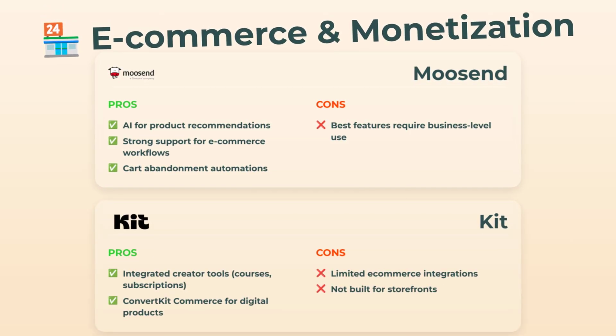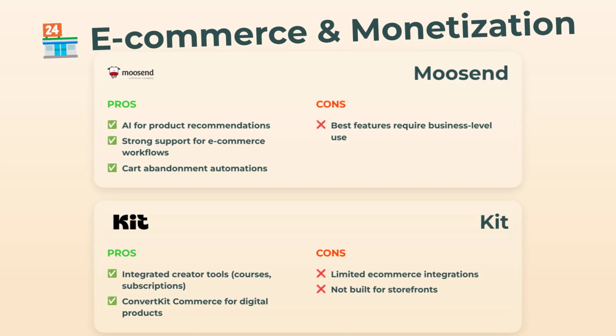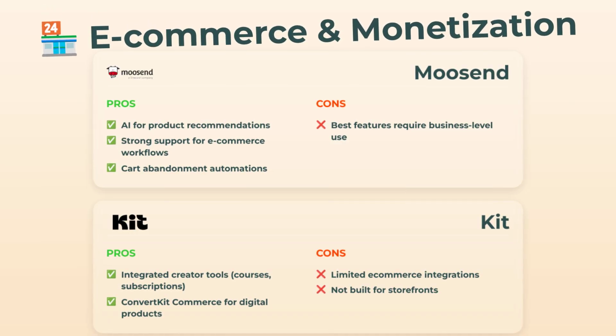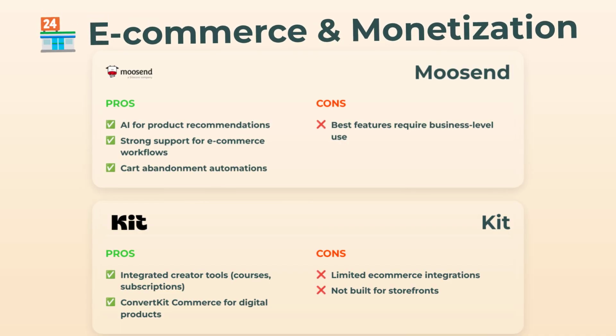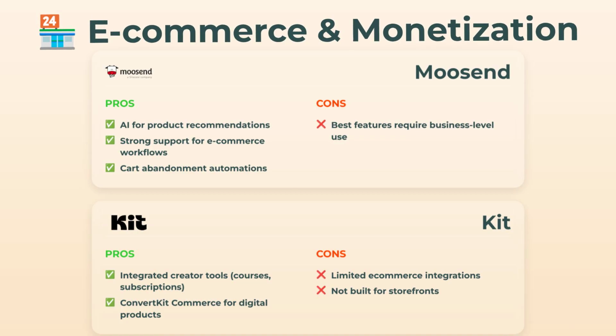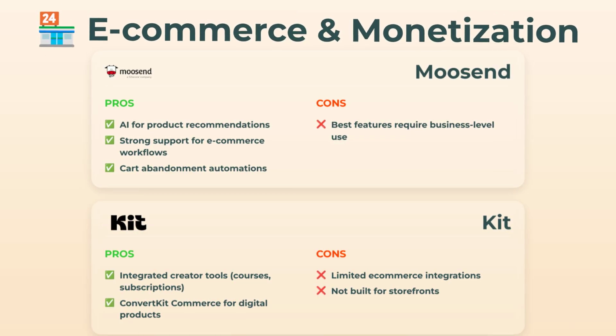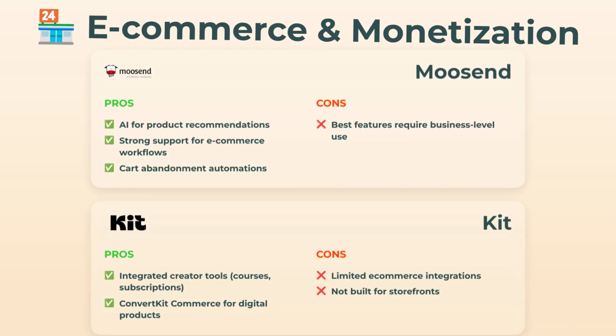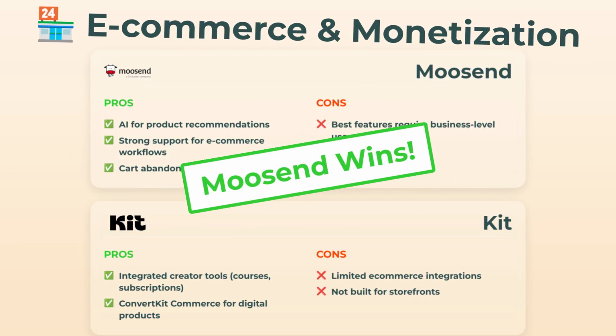Kit's take is different. It's tailored for creators selling courses, digital products, subscriptions. ConvertKit Commerce is built right in, super streamlined. Just know, if you're running a real e-commerce storefront, integrations are kinda limited and it's not quite as deep. For serious e-commerce, Moosend's ahead.